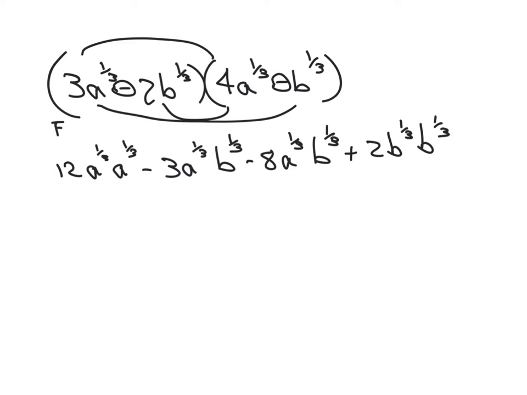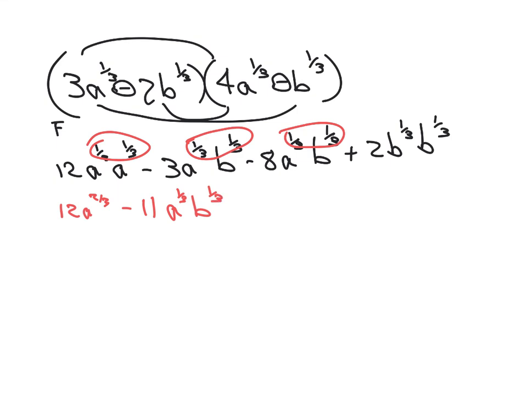Now we're going to look at common denominators on each one of these and make sure they're all the same, so that means I can combine without any problem. So 12a, 1/3 plus 1/3 is 2/3, minus 3. Can't do anything with that one, but I do have that there, so I can combine those two. Negative 3 minus 8 is negative 11, and then I've got just my a to the 1/3 b to the 1/3.